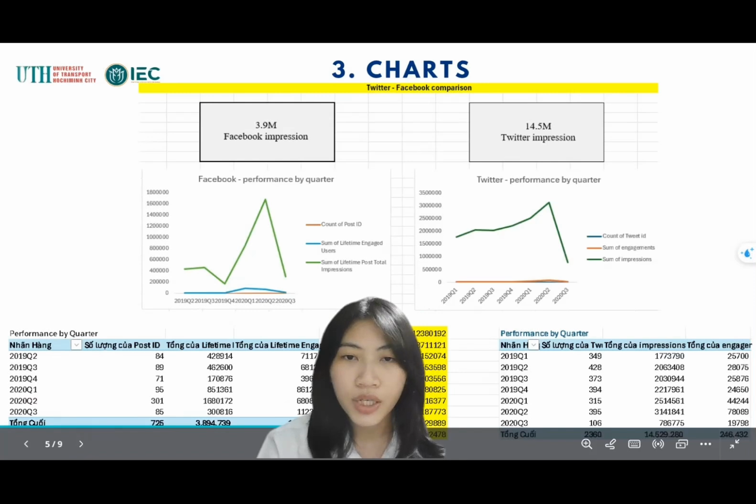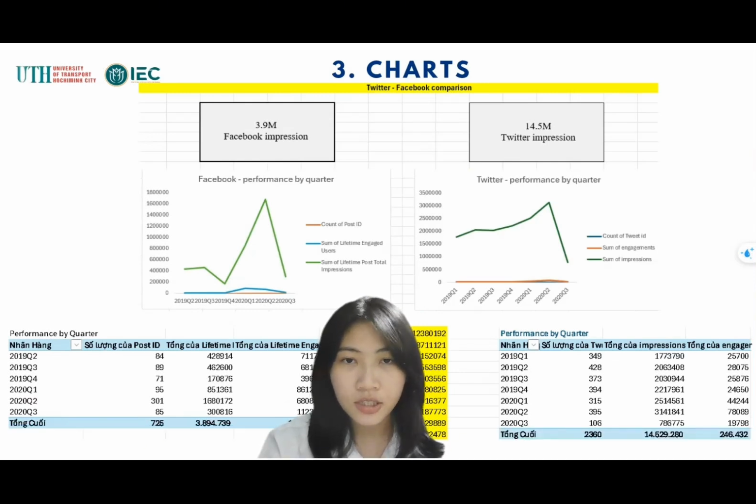Next is chart 3, Facebook performance by quarter. The third chart shows Facebook performance across different quarters. The second quarter of 2020 generated the highest number of impressions at approximately 1.68 million. It also contained the largest number of posts, so the higher posting frequency may have increased visibility. However, the first quarter of 2020 recorded the highest number of engaged users, with more than 86,000.